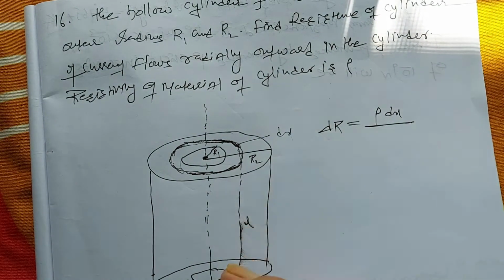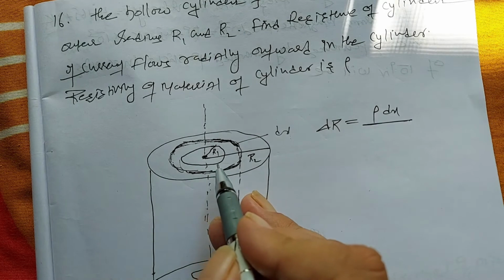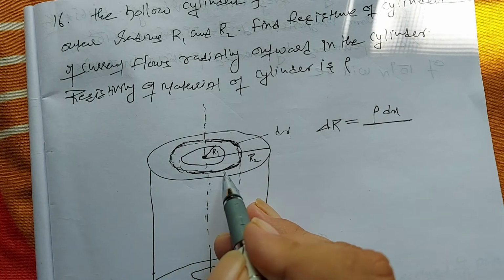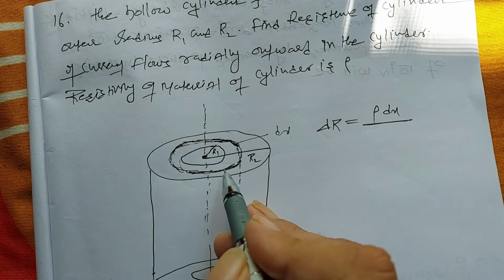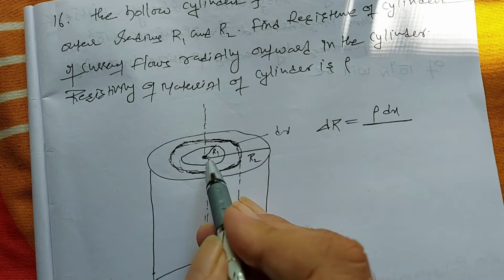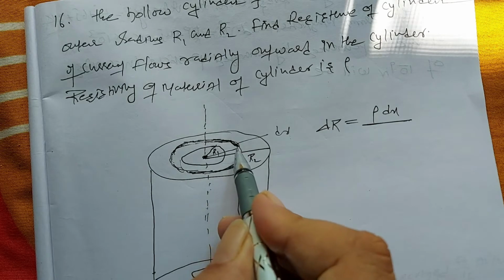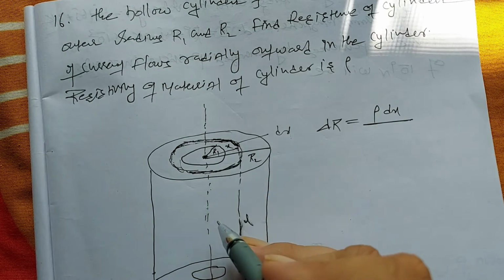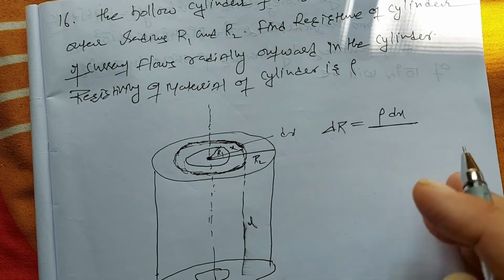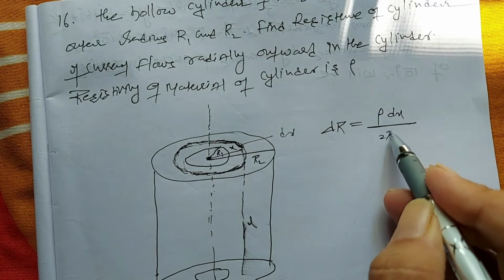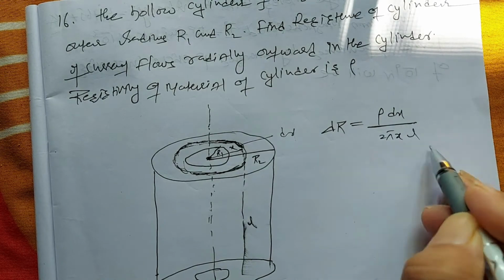divided by A, that means the area of this small element. So, here this small element is at a distance x from the center of the cylinder. So, area is nothing but 2 pi xL.